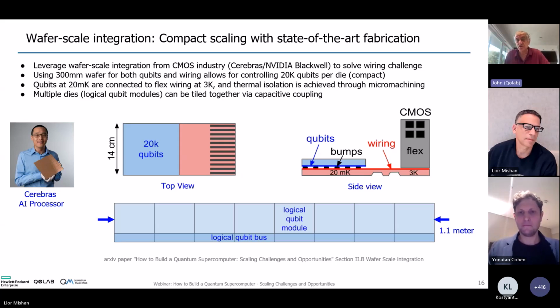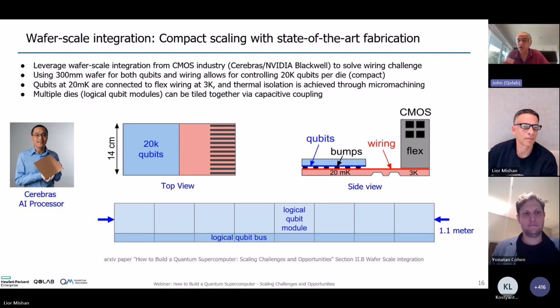Now, what we're going to do on the left and the right, we're going to have a blue qubit wafer about the size of a 300 millimeter wafer with about 20,000 qubits. That's going to be bump bonded to a wiring wafer given in red, where the wiring wafer does the escape wiring of the 100 or 1,000 or so wires from the qubit wafer all the way up to 3 Kelvin with some micromachining to make sure that it's thermally isolated.